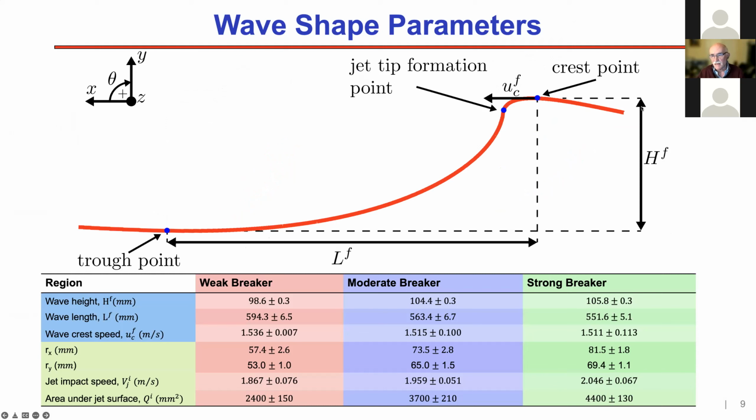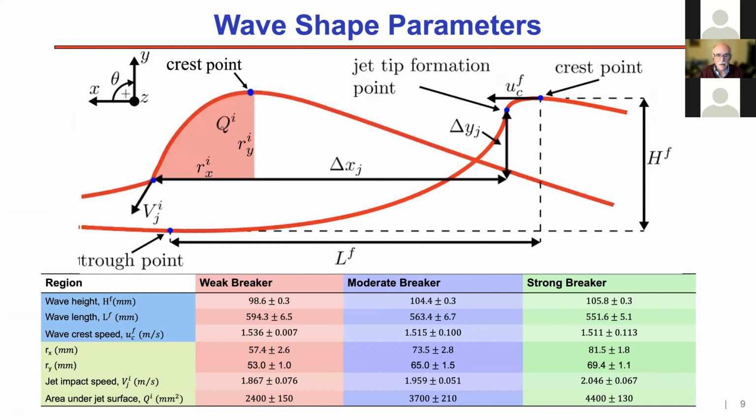And we defined this height HF, and this distance from the trough point upstream, the lowest point, to the crest point, the horizontal distance is LF. And the F over here refers to the moment of jet formation, and the subscript C to the crest. And this is the crest speed, U, the crest speed at the moment of jet formation.